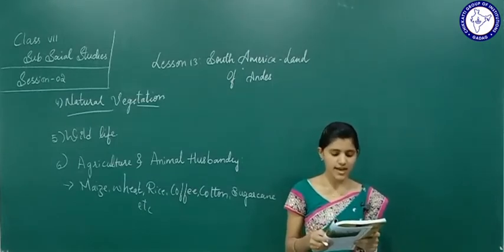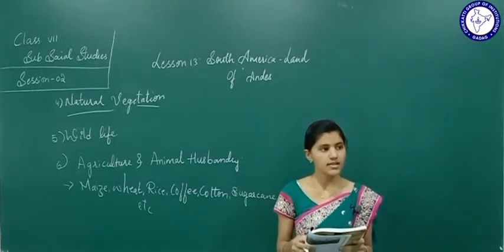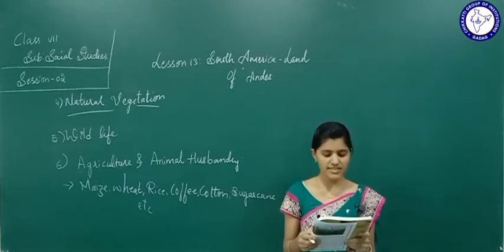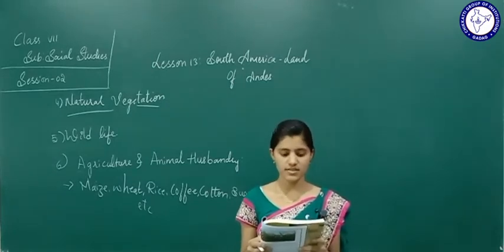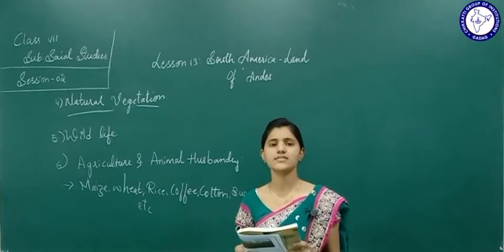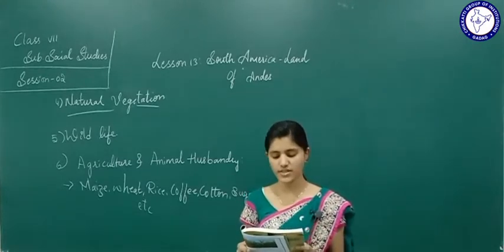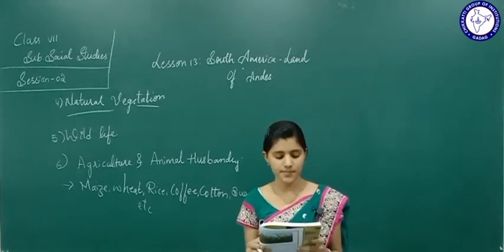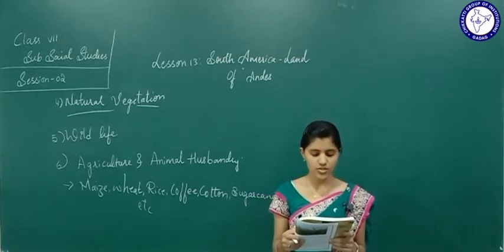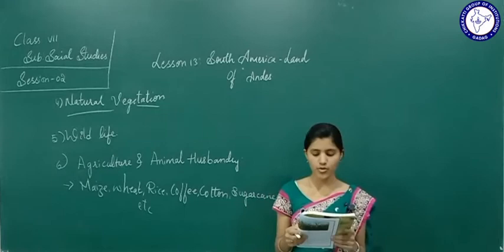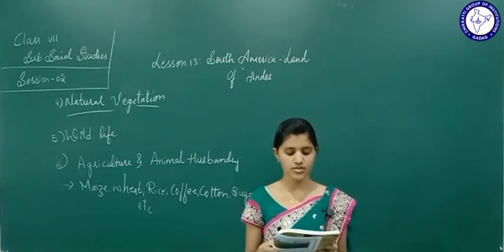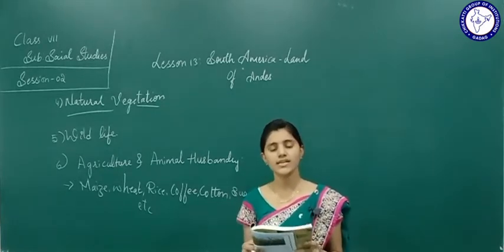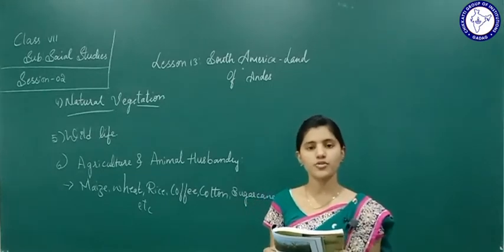Fazenda is the largest coffee estate. Thousands of coffee plantations are in Brazil. See, Fazenda is the largest coffee estate, where we can find thousands of coffee plantations, that is in Brazil. Rio de Janeiro is called the coffee port of the world. Rio de Janeiro, what is it called? It is called the coffee port of the world.